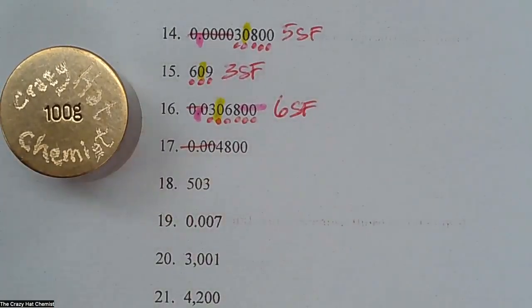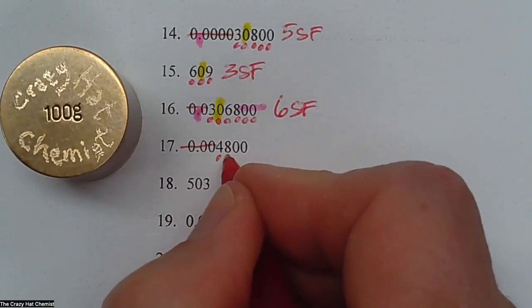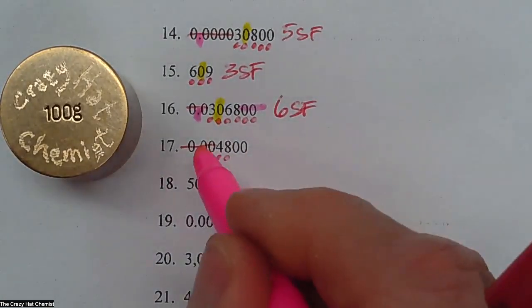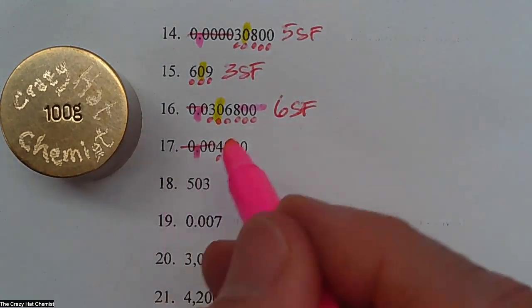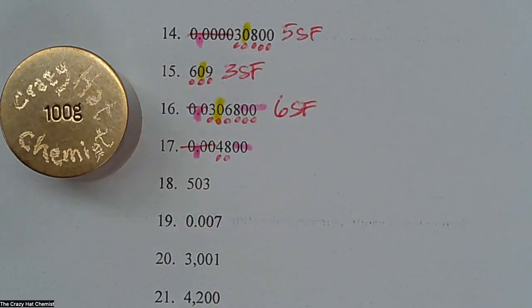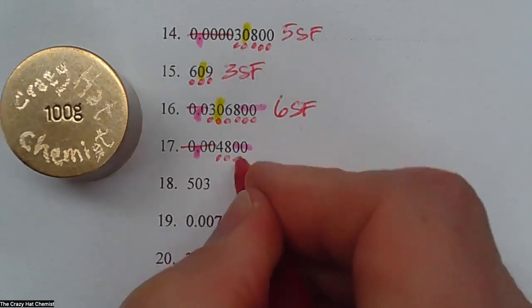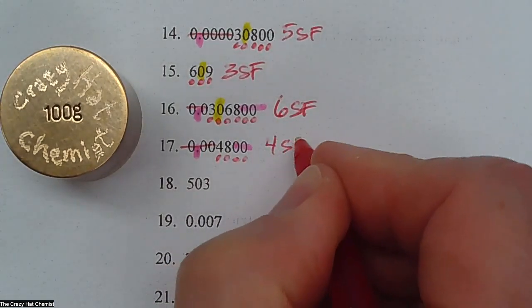Leading zeros never count. Non-zero integers always count. Is there a decimal in the number? Oh, yes, there is. So consequently, these two zeros count. So that would be 4 significant figures.